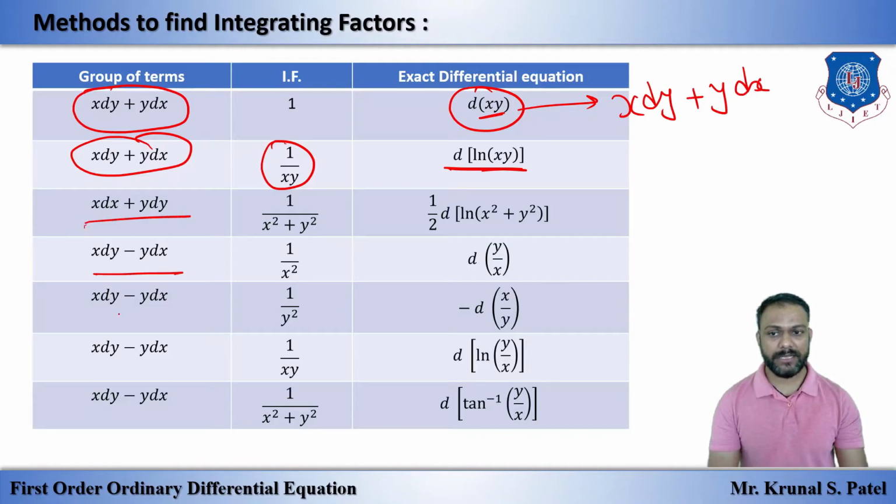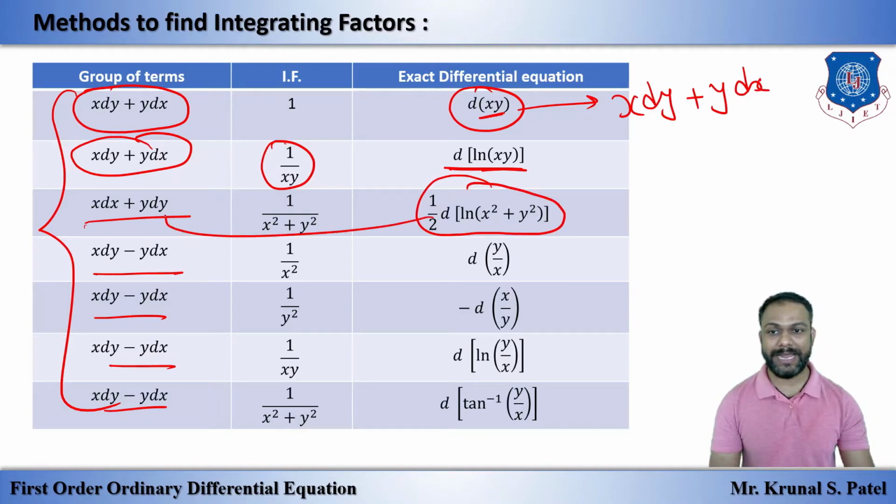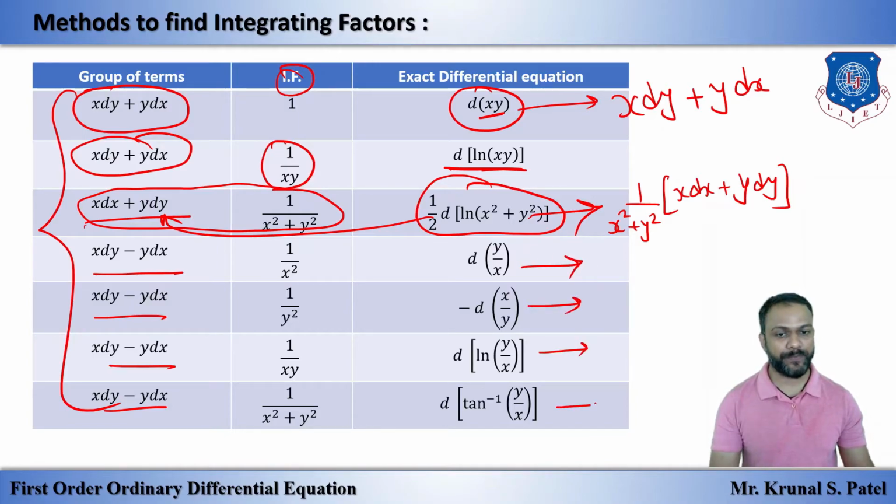Similarly, there are some special ones that you have to just note down in your notebook, and you have to check whether by differentiating this you get this term or not. This means multiply by this, because this is the IF. So 1 upon (x square plus y square) into (x dx plus y dy). Check whether you get it or not by differentiating this term. You have to check that in your notebook as rough work by pausing this video. Then you will start with this example.